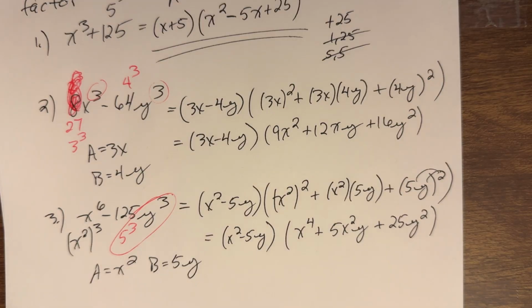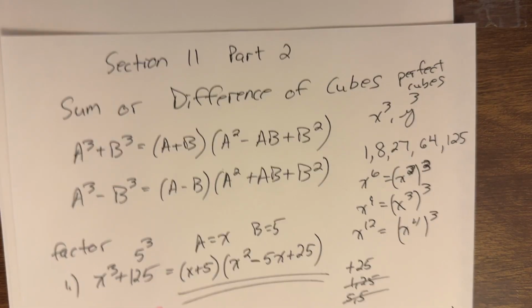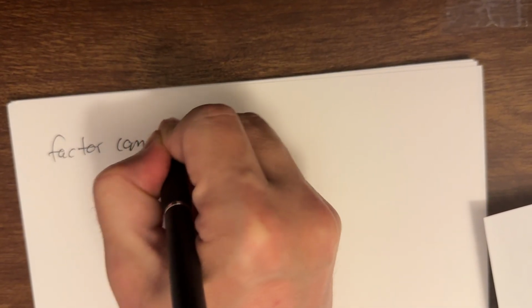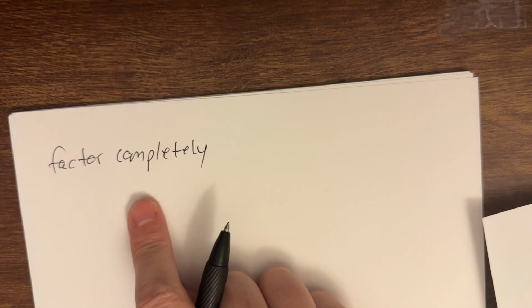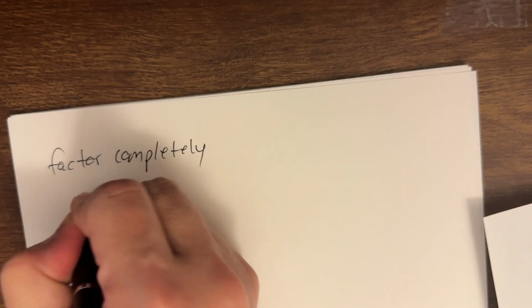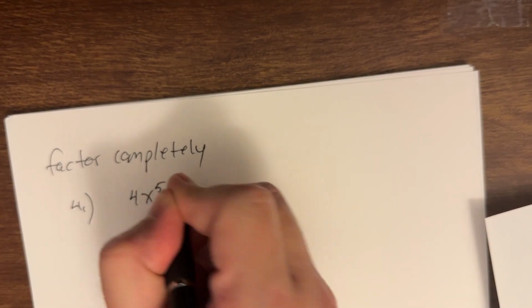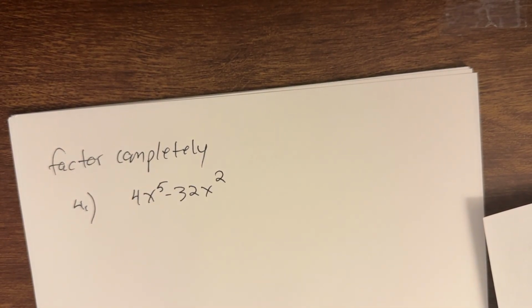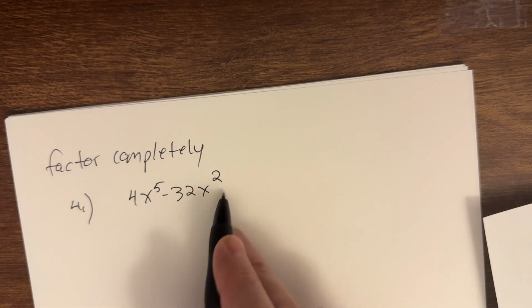All right, 2 more. So we've got our formulas, 2 more. Now let's factor completely. Let's look at problem number 4. 4x to the 5th minus 32x squared. I look at this one. Okay, nothing too crazy going on here at GCF right off the bat.